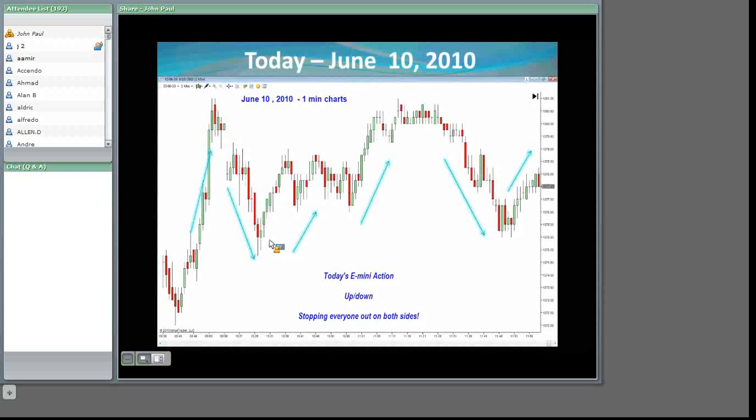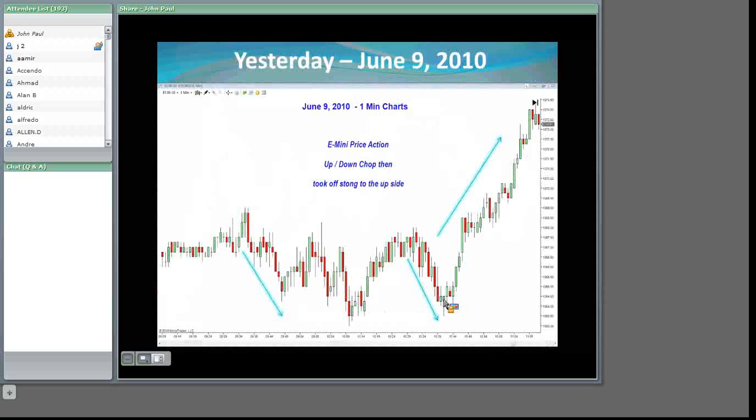So this is today's chart. And for those of you who traded it today like I did, it's probably fresh in your minds. I always like to show charts that are fresh. I don't want to show you charts that were yesterday or 2 weeks ago. This is today's chart, and I'm going to show you yesterday's chart.